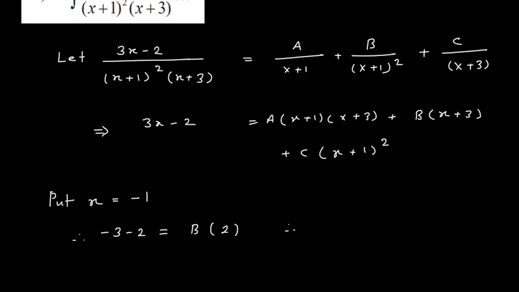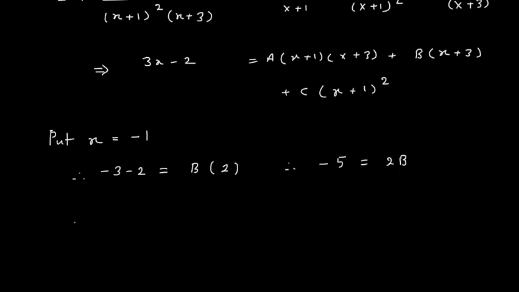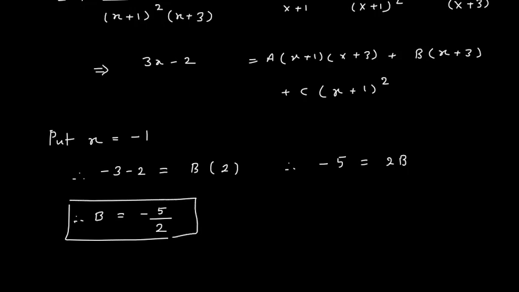So therefore I have minus 5 is equal to 2b, and therefore the value of b is equal to minus 5 divided by 2. Okay, this is the value of b. B is minus 5 divided by 2.